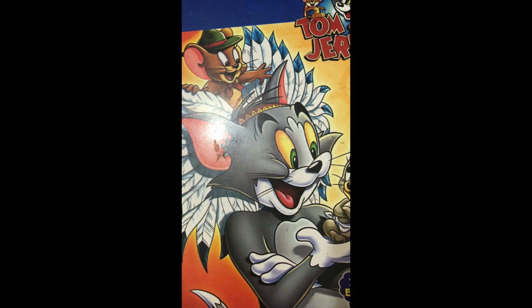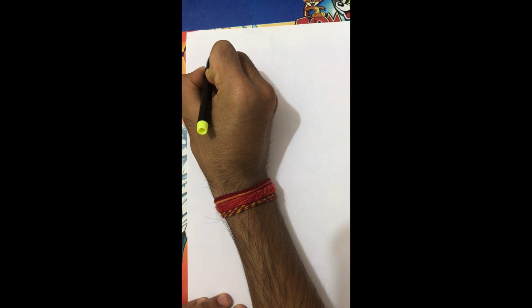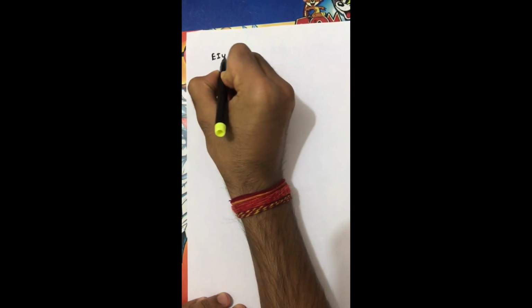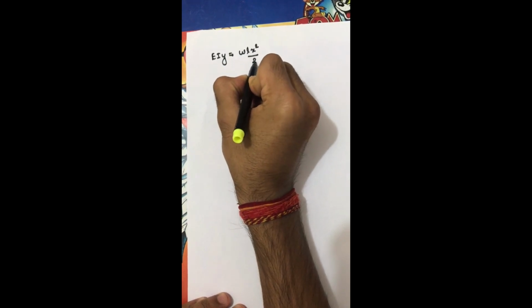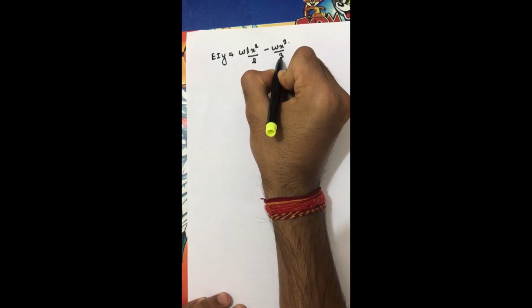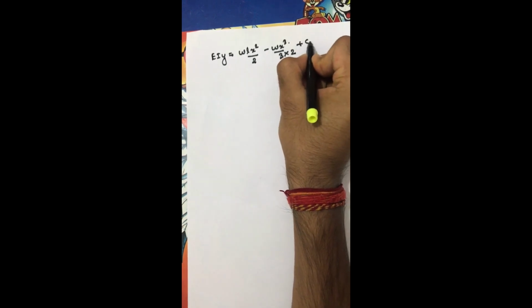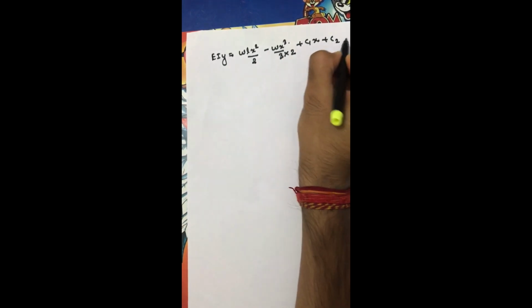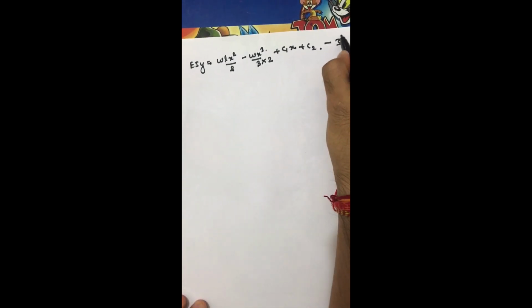Now we have to integrate equation 1 for the second time, and we'll get it like this: E into I into y is equal to w into L into x square divided by 2 minus w into x to the power of 3 divided by 3 into 2, plus c1 into x plus c2. Let's say this is equation number 3.